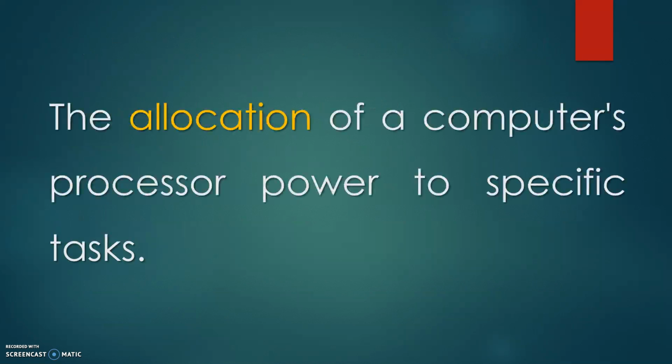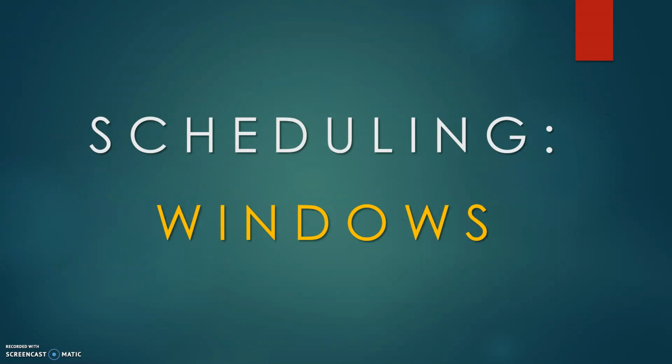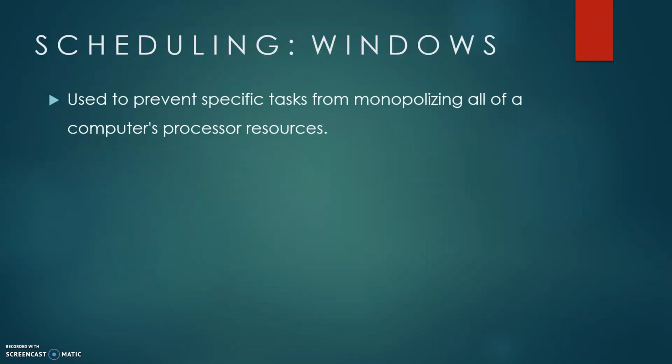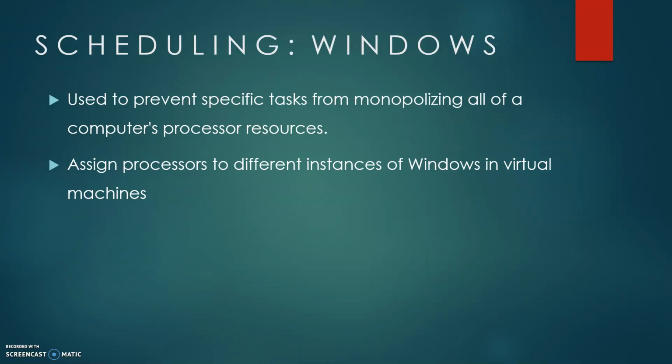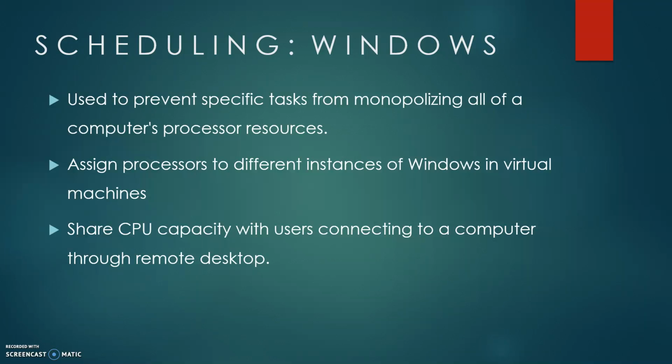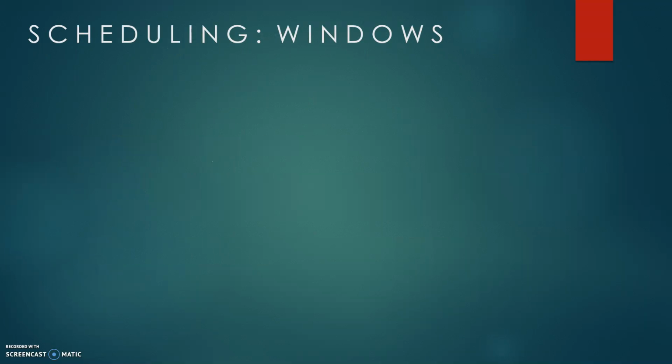Next, for scheduling, it is the allocation of a computer's processor power to a specific task. In Windows, it is used to prevent specific tasks from monopolizing all of a computer's processor resources. It assigns processors to different instances of Windows in virtual machines. It also shares CPU capacity with users connecting to a computer through remote desktop.